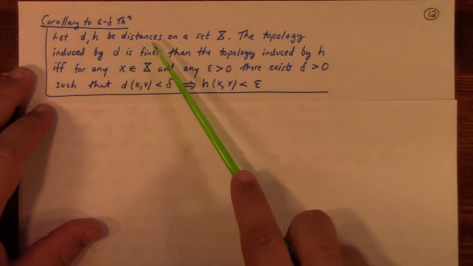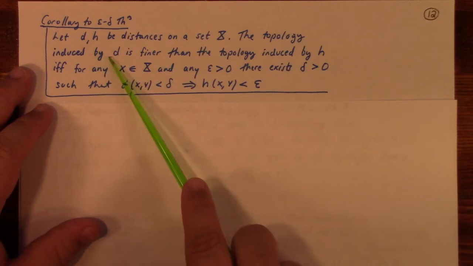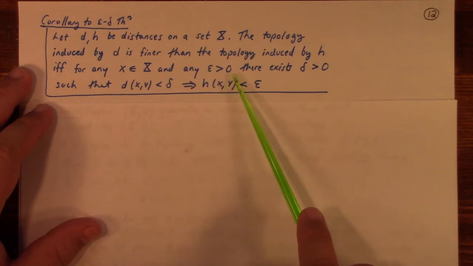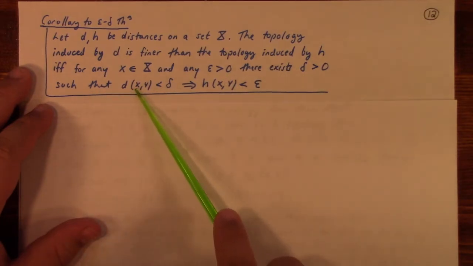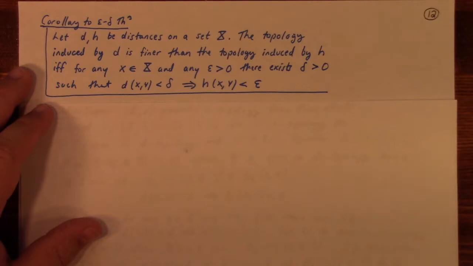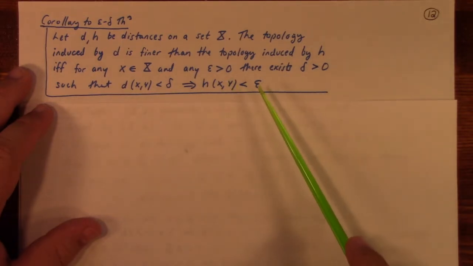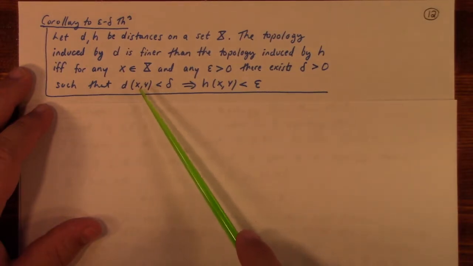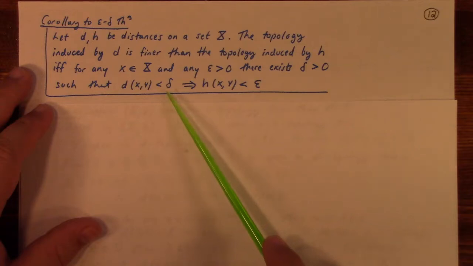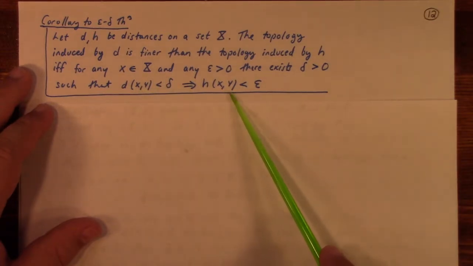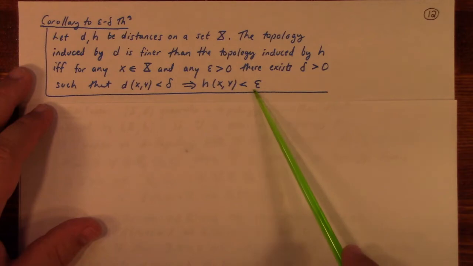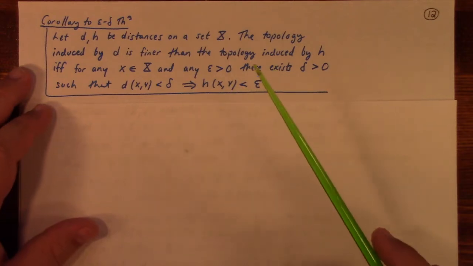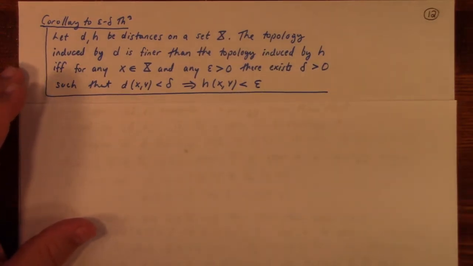So there's a corollary to the epsilon delta theorem, which is this. It says let d and h be distances on the set x. The topology induced by d is finer than the topology induced by h if and only if for any x in X and any epsilon greater than 0 there exists a delta such that if y is at d distance at most delta from x, then y is going to be less than h distance epsilon from x. Oh, it's hard to verbalize this stuff.